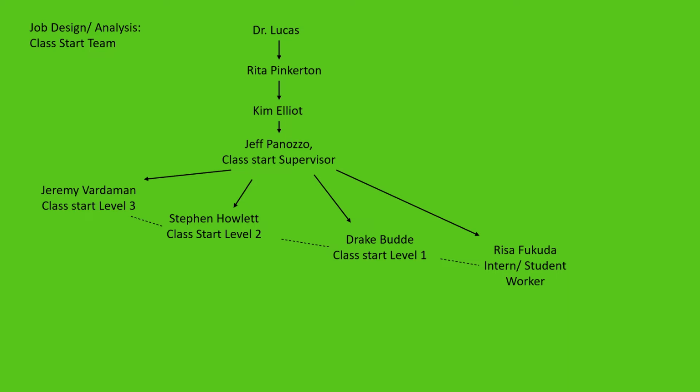And in reality, that's probably true, and this creates a form of expertise power within the class start team, which is why I'm showing in the diagram there's also differences in levels in these dotted lines. They represent the flow of expertise power. And of course, at the bottom, we have our part-time student worker, who is the newest at the job and has the least amount of expertise and experience.